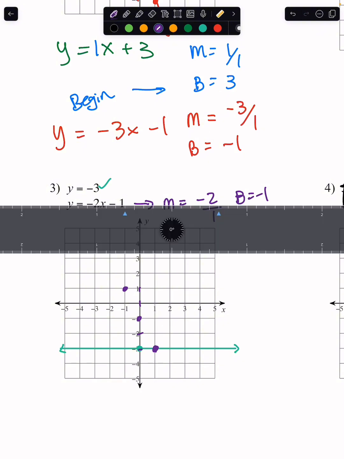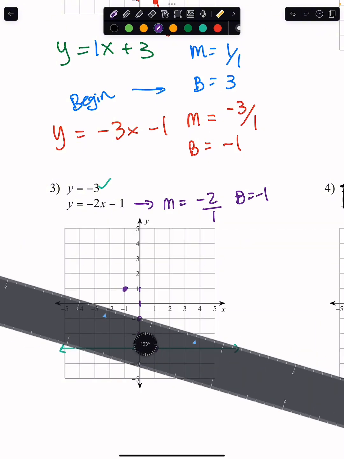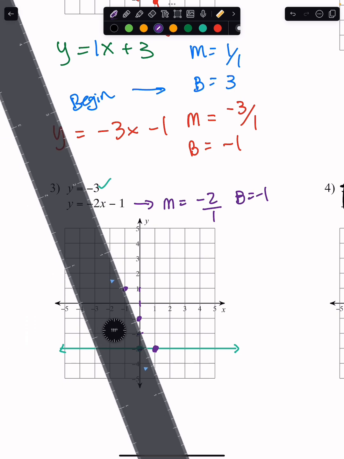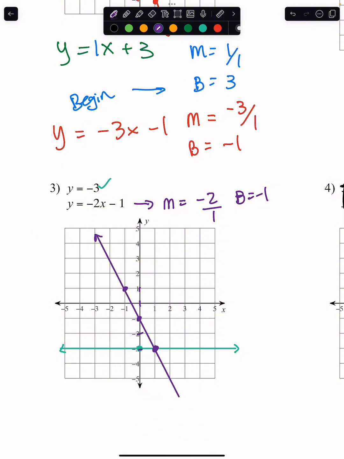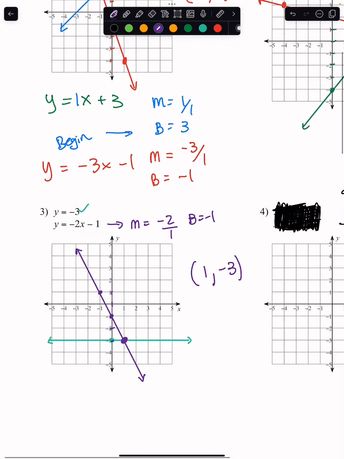Let's connect these dots right here. Draw our wonderful, beautiful, perfectly straight line. And then the question is, where do they cross? They cross where x is +1 and y is -3. Okay? So let's zoom back out. So we've done 3 questions, basic graphing. Now we're going to get into some standard form.